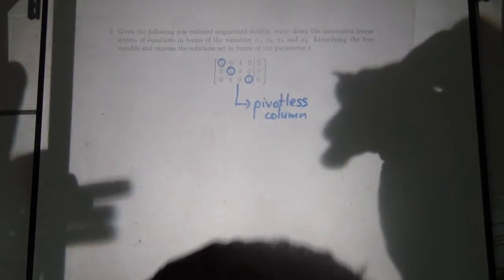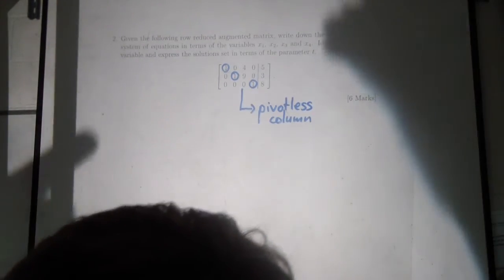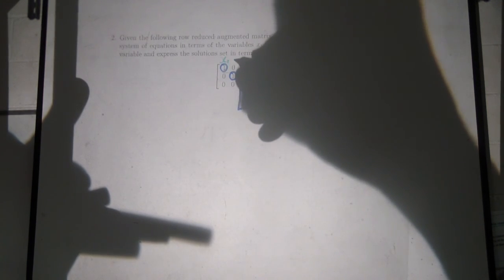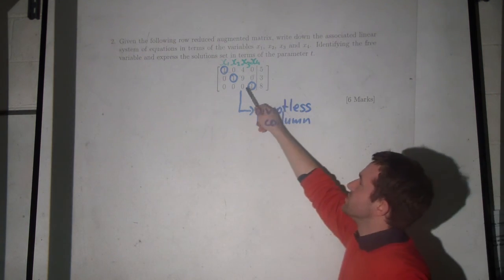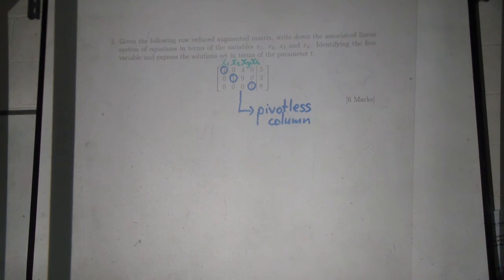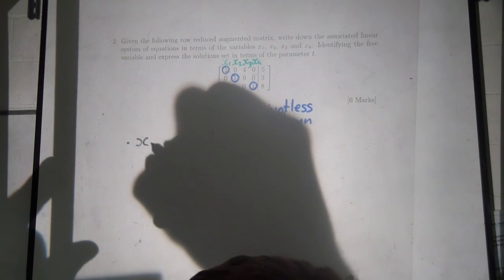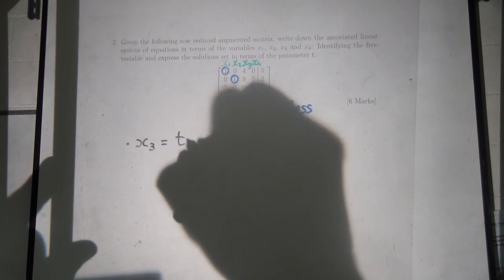We'll just label them above. This would have come from x1, x2, x3, x4. Now, you can't do this analysis until you are in reduced form, as this is. So don't do it halfway through the question. Get your 1, 0, 0, 1, 0, 1, and then do it. So here, what you can say is x3 can be anything. So let's say x3 is t.